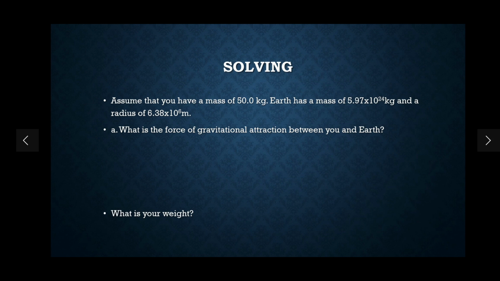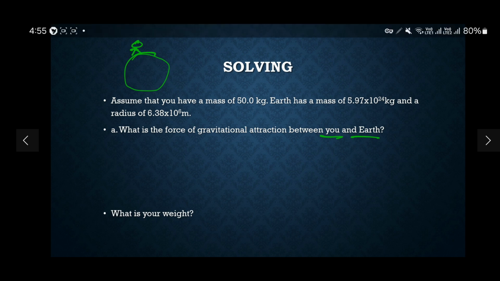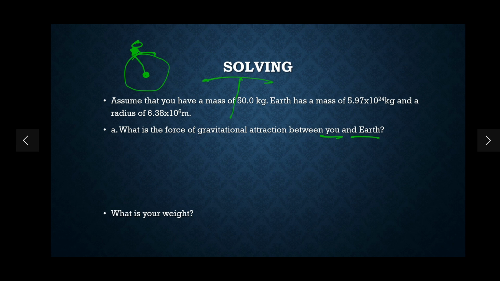Assume that you have a mass of 50 kilograms. Earth has a mass of 5.97 times 10 power of 24 kilograms and a radius of 6.38 times 10 power of 6 meters. What is the force of gravitational attraction between you and the Earth? So this is you, this is Earth. There you need to describe the relationship between the center of yourself and the center of Earth. Since you are on the top of the Earth, or on the crust, the radius from the center of the Earth to you is 6.38 times 10 power of 6 meters.